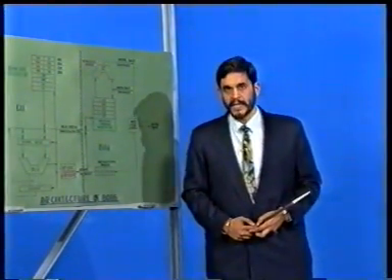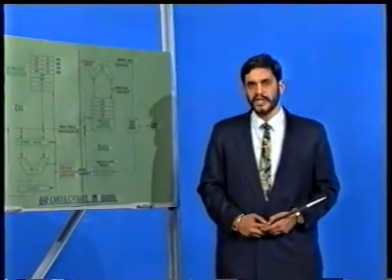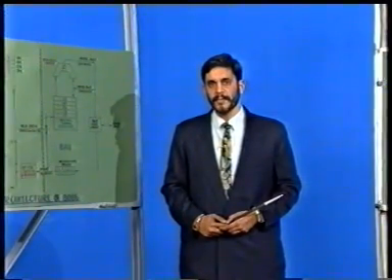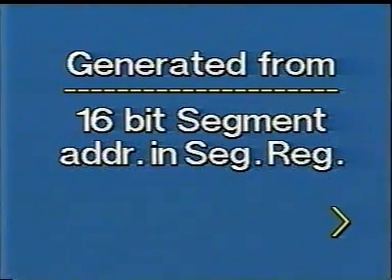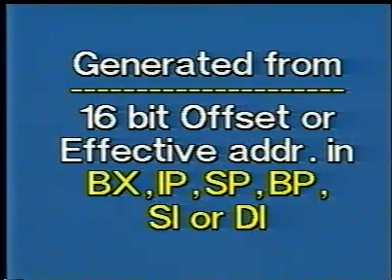Having seen the details of the internal architecture of 8086, let us now proceed to the physical address generation scheme used by this microprocessor. The 20-bit address of the actual memory location is called the physical address. Since registers are all 16-bit, to generate the 20-bit physical address, we use a segment register along with another 16-bit register. The address contained in the segment register is called segment address, while the address contained in the registers BX, IP, SP, BP, SI, or DI is called the offset or effective address.